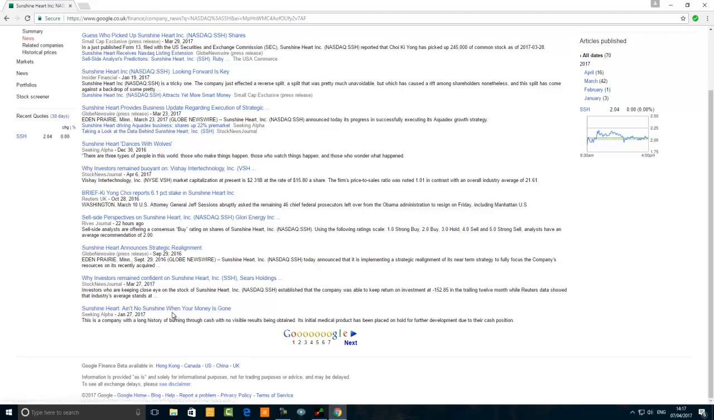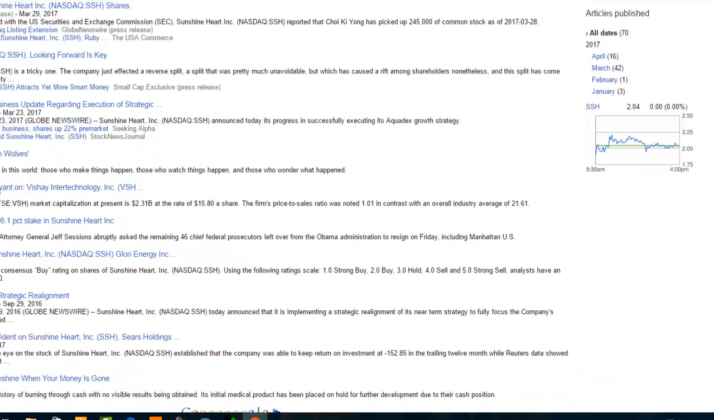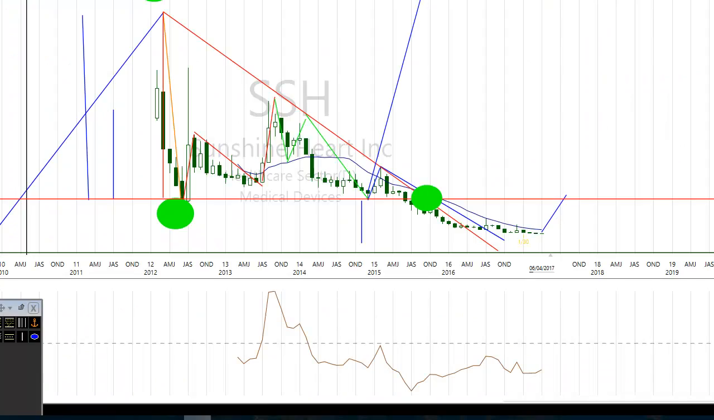Ain't no sunshine when your money is gone. You want to know what's going on. Why investors remain confident on Sunshine Heart, and so on. Sunshine announces strategic realignment, and so on, and so on. You want to read the story, why? No one is buying this stock at this stage, all right? Personally, with the Elliott wave count becoming a bit complex, right?